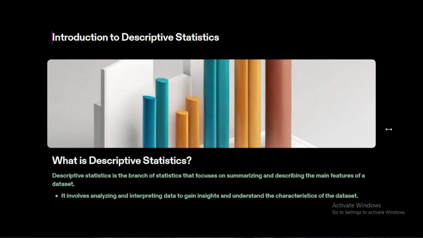So what's descriptive statistics? Descriptive statistics is a branch of statistics that focuses on summarizing and describing the main features of a data set. It involves analyzing and interpreting data to gain insights and understand the characteristics of the data set. So in short, descriptive statistics involves a set of methods that enables us to summarize and organize data that we are working with.